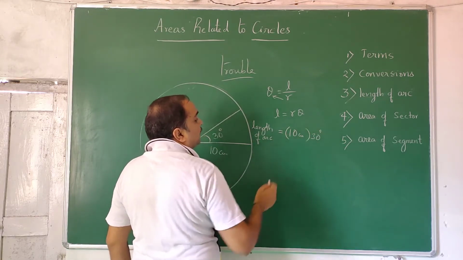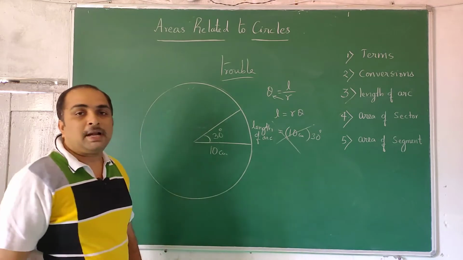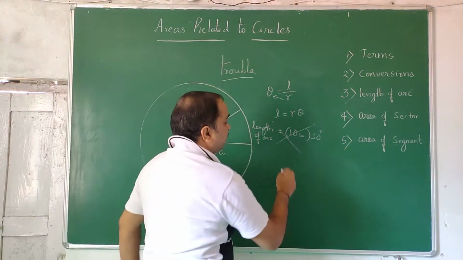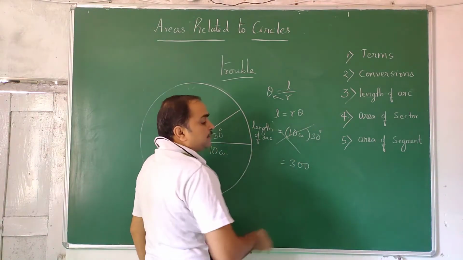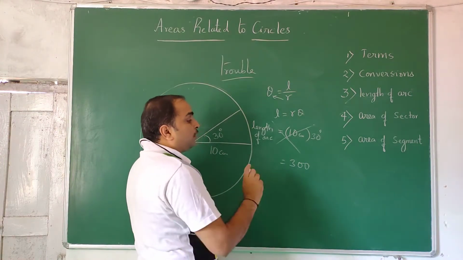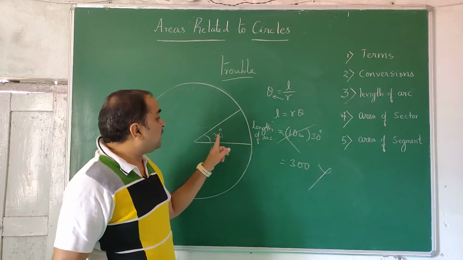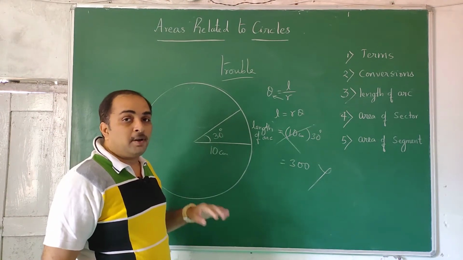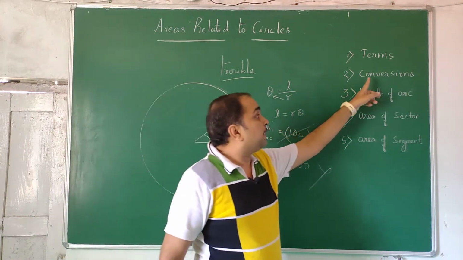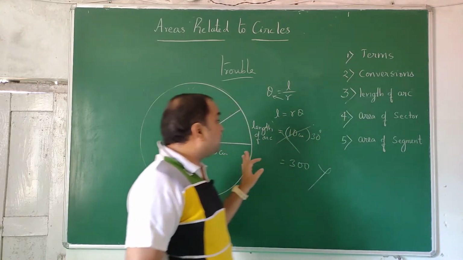If you do it, this is not going to give you the correct answer. So 10 into 30 is 300. Is it centimeters? Is it degrees? Whatever you get, that is a wrong answer. Because the angle is not in radian mode, the angle is in degrees mode. So every student, before doing a calculation, you have to confirm whether you know conversions or not and the angle is in radian mode or not.